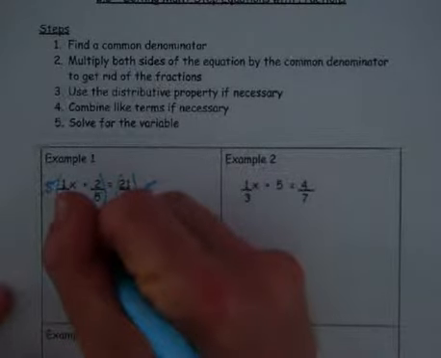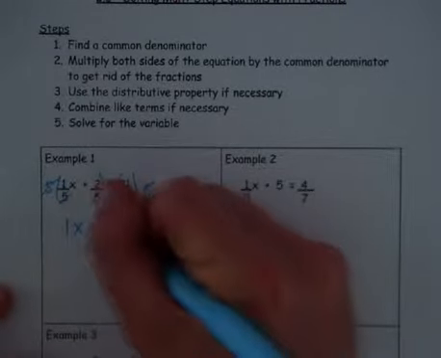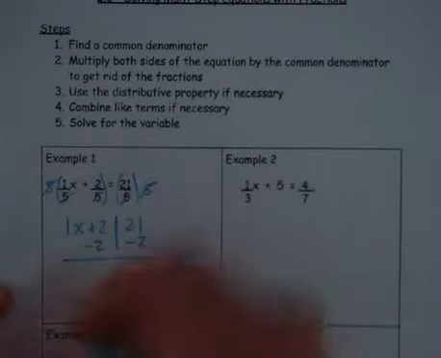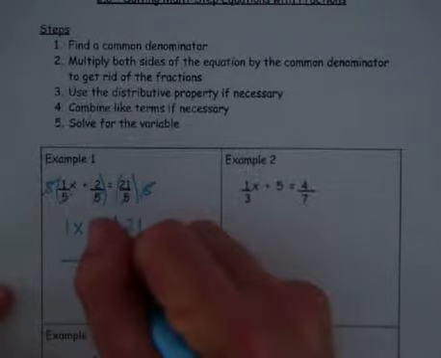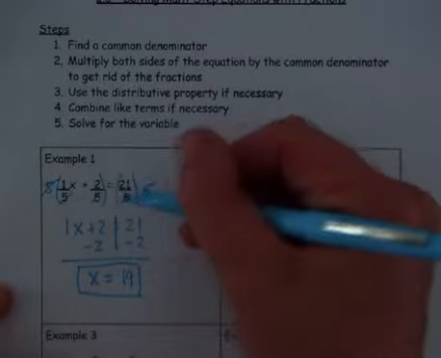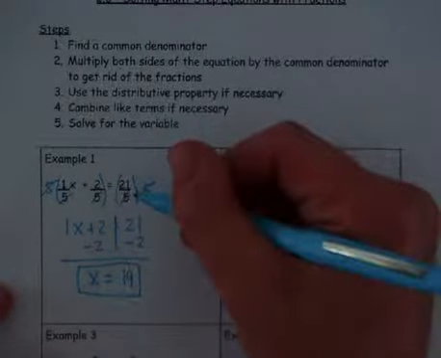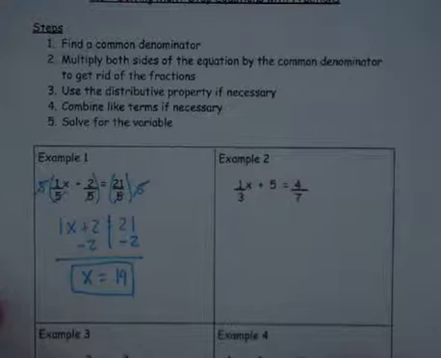We can subtract 2 from this side to get the x isolated. If we do it to that side, we have to do it to the other side. Remember, we always do something to both sides. So x equals 21 minus 2, which is 19. That was a pretty easy one because our denominators were all the same. So our common denominator was just 5 because it was the same everywhere. Now it's going to get a little bit more complicated.